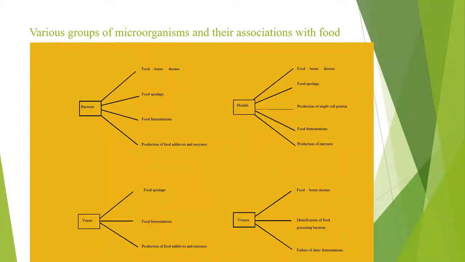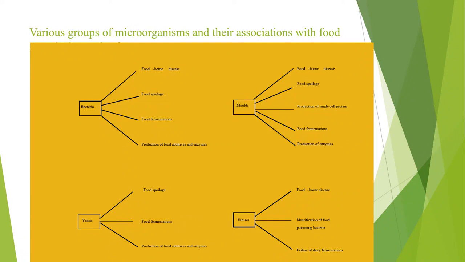But at the same time, many valuable products are produced on a large scale with the help of some other groups of bacteria. Also, the secondary metabolites, the products produced by some bacteria, have application as food additives and enzymes. So they can be used for the production of many valuable products, and at the same time they lead to food spoilage and foodborne diseases.